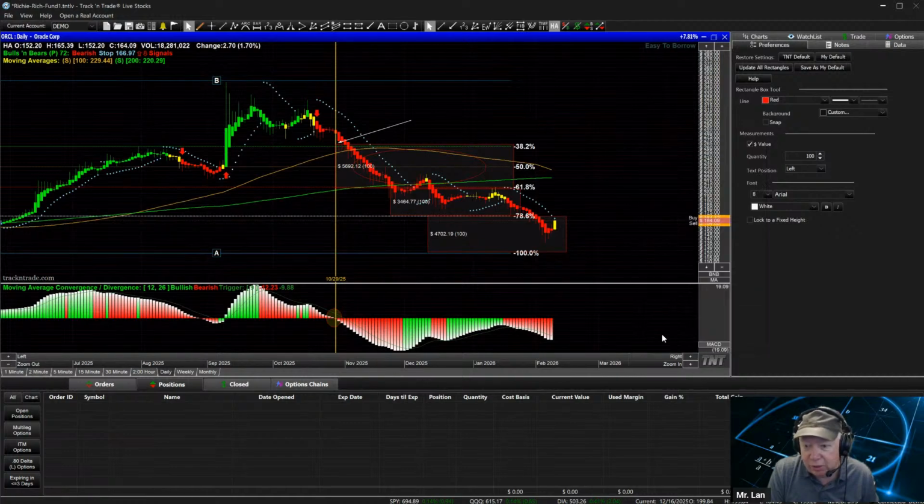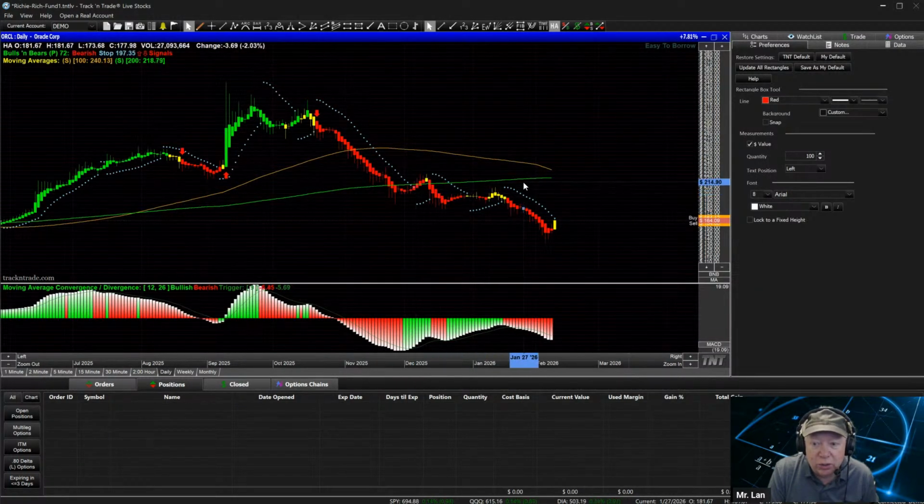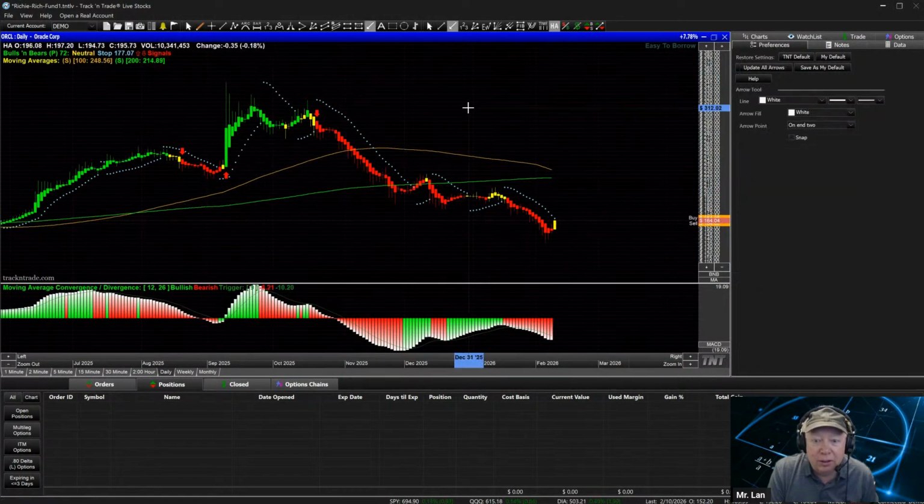Let's again get rid of all the drawing tools. It's below the 200 period moving average. Now you could buy this little blue light. This little blue dot here is coming in from the bulls and bears indicator, which comes with track and trade. But when that little blue light crosses right there underneath the 100 is a little bit more aggressive, but under the 200, those are buy signals.